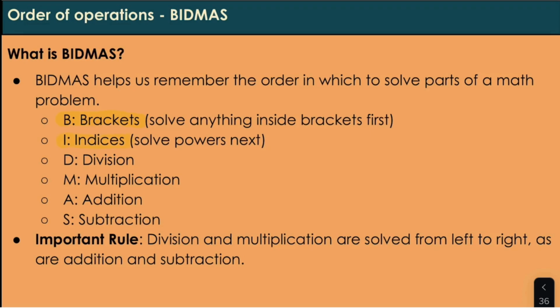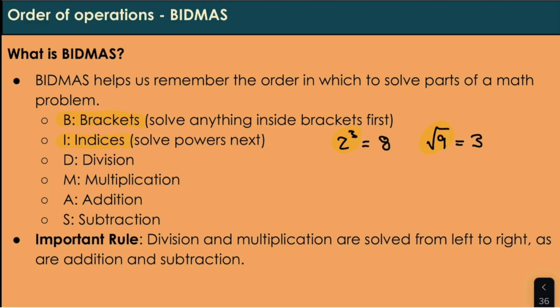I for indices. If you see any number to the power of something, you need to solve that. Or if you see a square root of a number, solve that. For example, 2 cubed, you would need to solve that, and 2 cubed means 2 times 2 times 2, which is 8. If you had root 9, you would need to solve that, and you would say the square root of 9 is 3. So these are examples of indices. They are powers. We need to solve those very early in the calculation process.